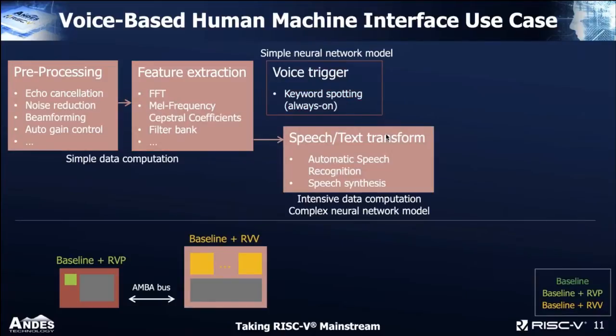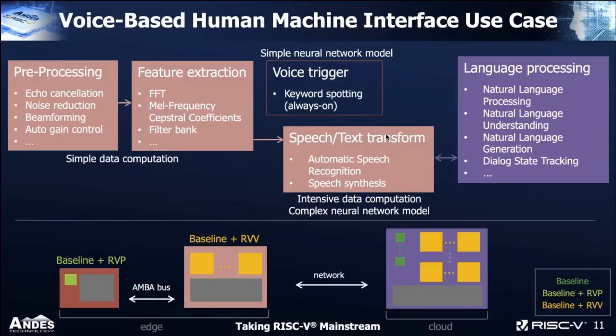And those can be implemented with the baseline and RISC-V vectors. So a simple processor would wake up a vector-enabled processor to do the heavy-duty lifting of the audio and signal processing, as in keyword spotting, automatic speech recognition, speech synthesis. Moving on, this could connect to the data center, where a data center could handle natural language processing and more higher level functions.